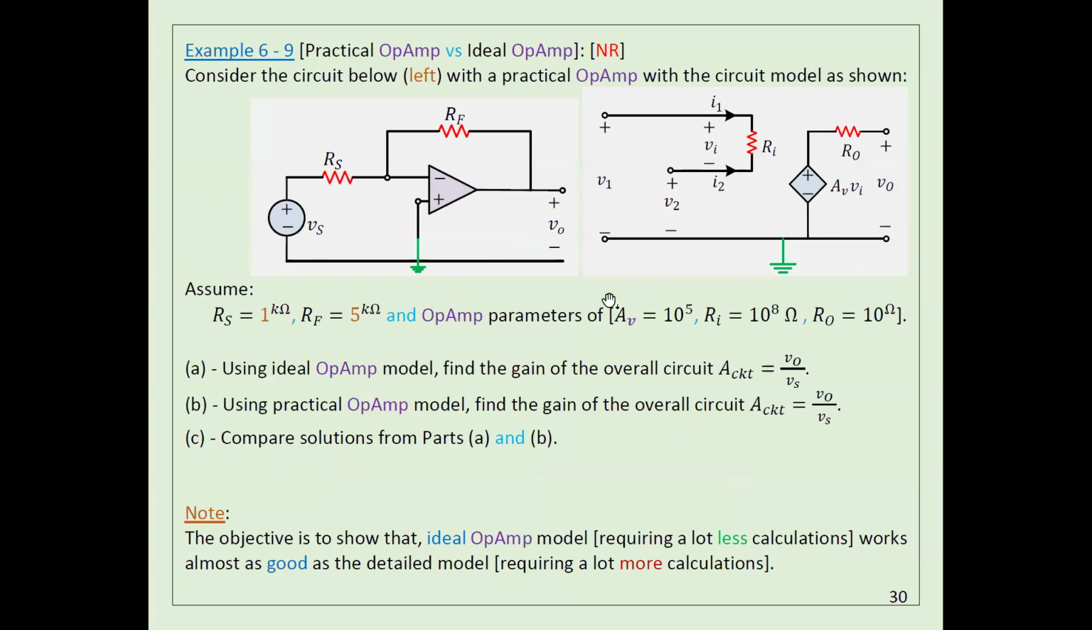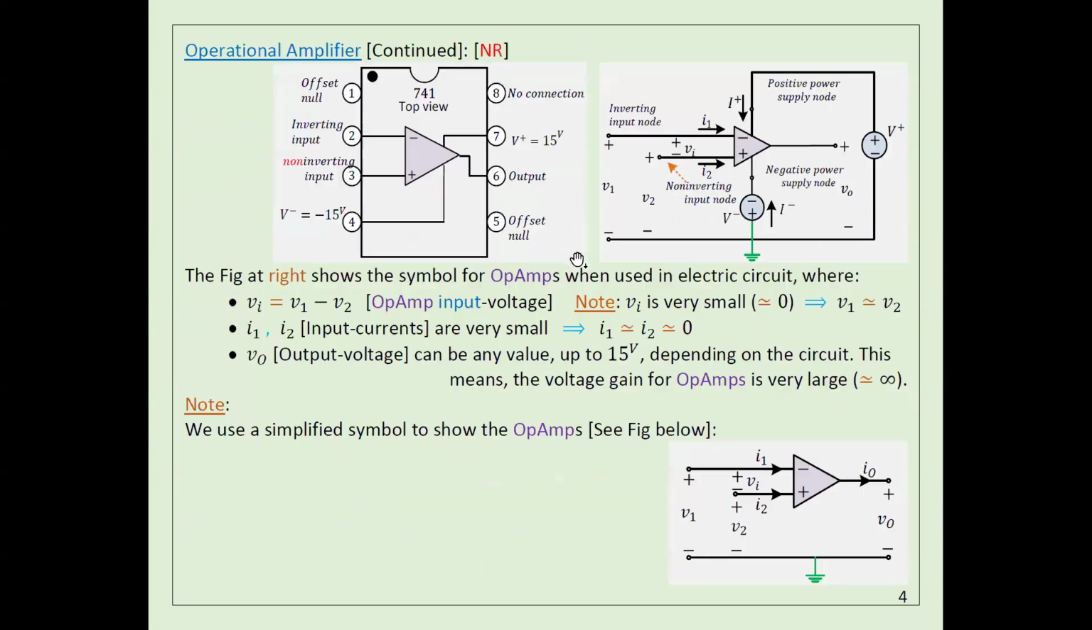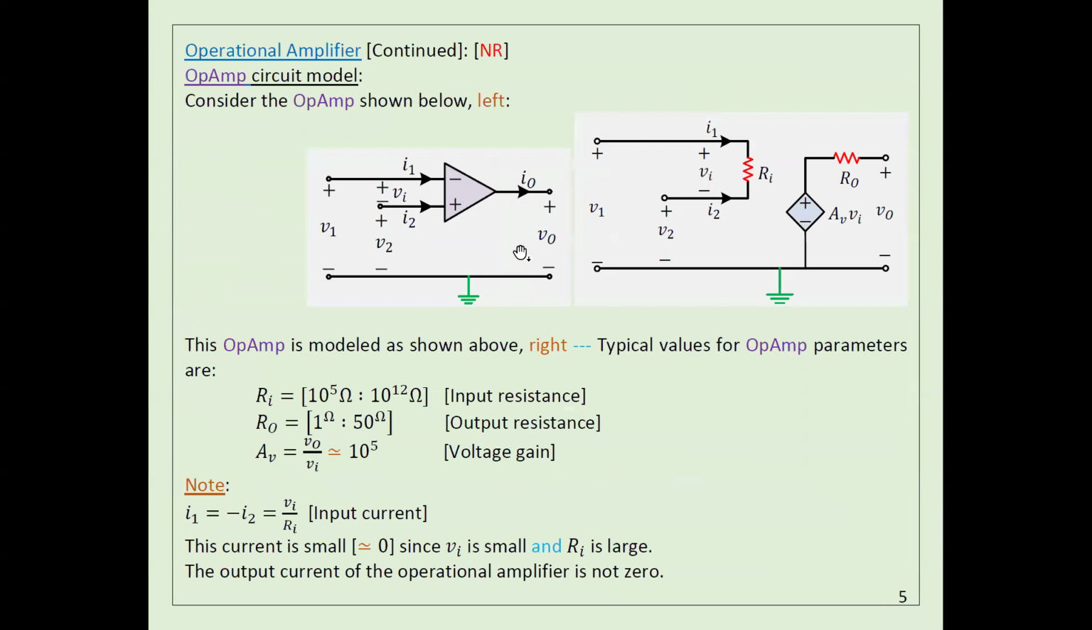The last example we have here, guys, is, if I go to the beginning of this chapter, I told you in the very beginning, I have two models for the op-amp. One is the practical model, which is something like what you see here. That means if you have an op-amp in a circuit, I have to remove the op-amp, replace it with this circuit here, and then do the analysis.